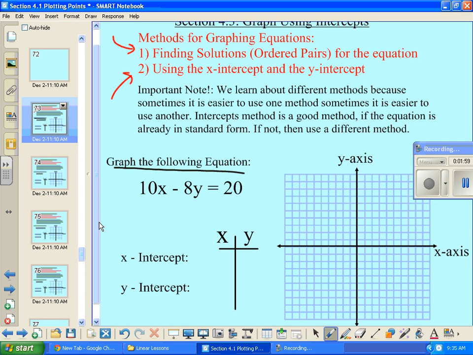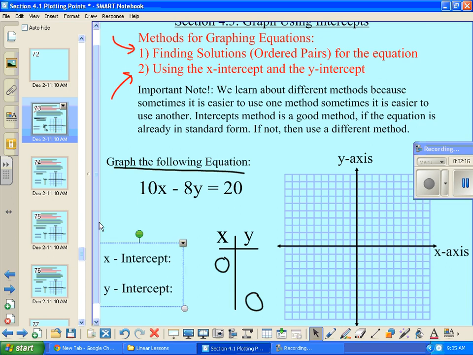Again, for either method, you could still make an xy table, but in this case, with the intercepts method, what I usually do is put a 0 in both those spots, because we're going to plug in 0 for x, see what we get, plug in 0 for y, see what we get, and those are going to be our two intercepts that we're going to use.